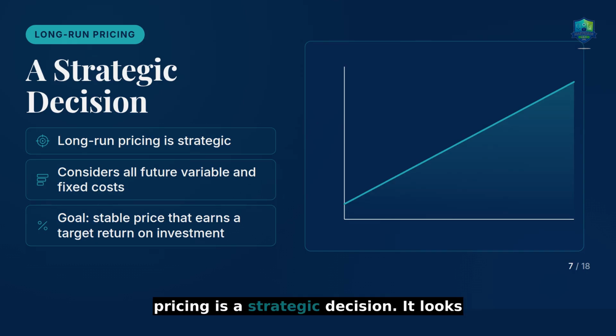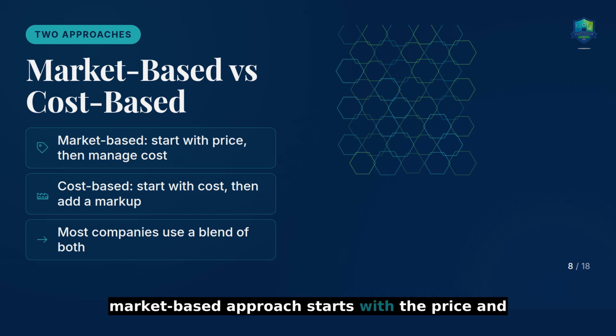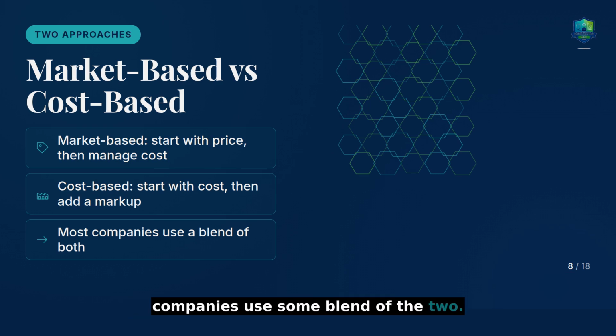Long-run pricing is a strategic decision. It looks at all future variable and fixed costs. The goal is a stable price that earns a target return on investment over time. There are 2 main approaches. The market-based approach starts with the price and manages cost to fit. The cost-based approach starts with cost and adds a markup. Most companies use some blend of the 2.